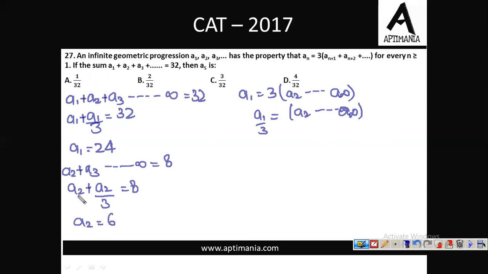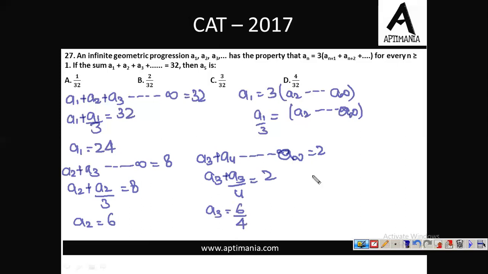Okay. Putting the value of a2 equals 6 in equation 2, we'll have a3, a4 up to infinity equals 2. Also, this will be a3 plus a3 by 3 equals 2, which will give us a3 equals 6 by 4. If we observe the terms, the first term is 24, the second is 6. Since the terms are in GP, the first term a equals 24, and the common ratio will be 1 by 4.